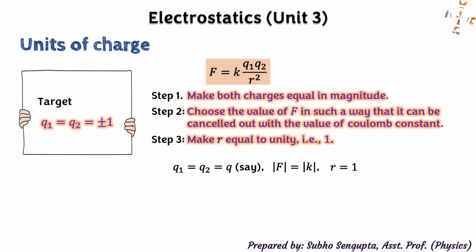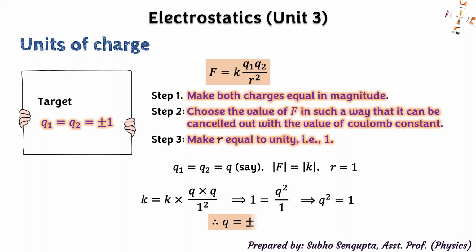Now, if you put all these conditions in the above equation, you will get K is equal to K times Q into Q upon 1 squared. From this, we get Q squared is equal to 1. Therefore, Q is equal to plus minus 1. So, we have defined unit charge. Remember, I will apply these steps to define unit charge in both SI and CGS electrostatic system.